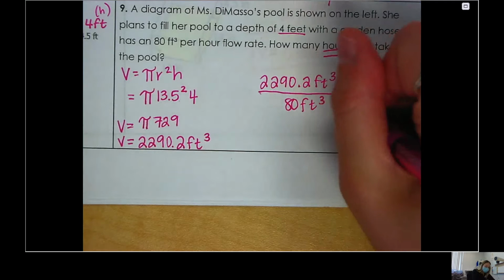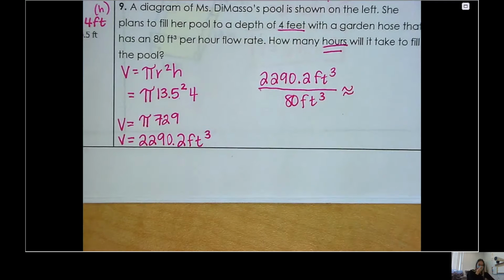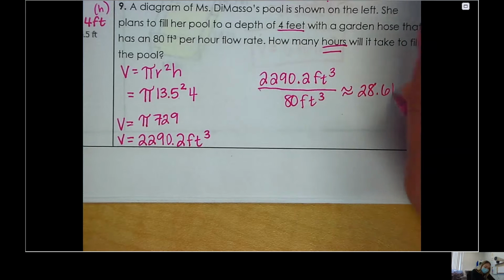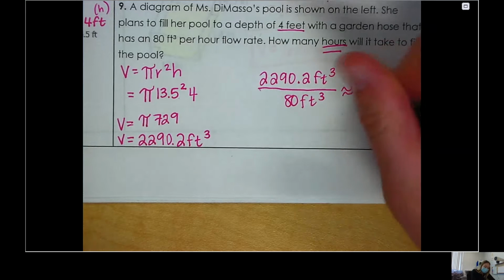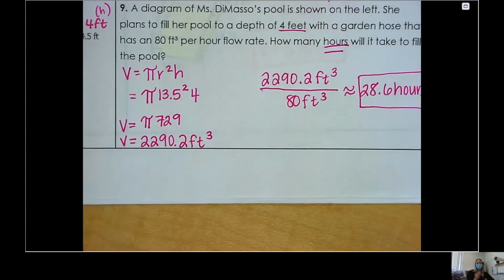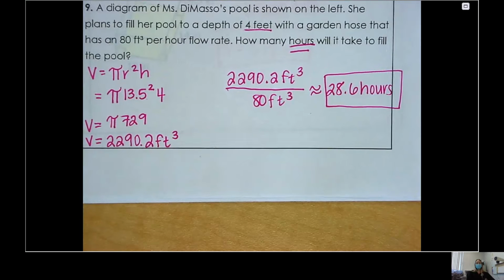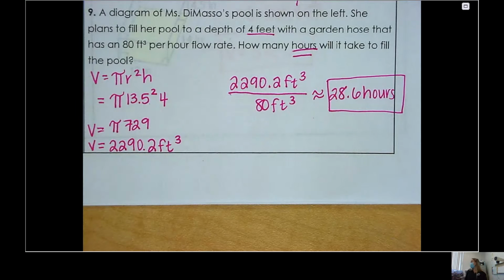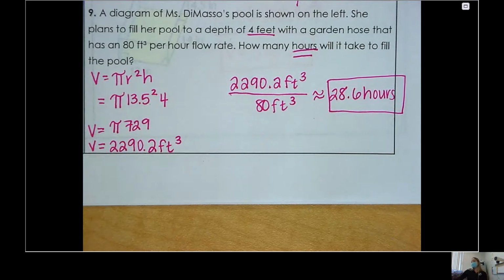Okay, and you get what? About 28.6 hours. And notice that we even write down hours, right? We label everything in math. So it's going to take me more than a day to fill up a pool with a hose, which probably makes sense. It'd take a very long time to do that.